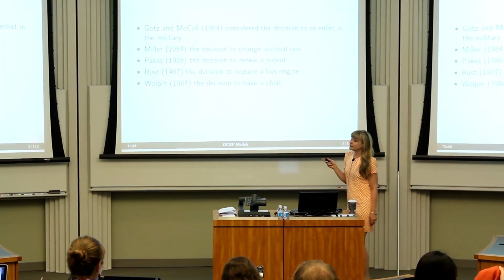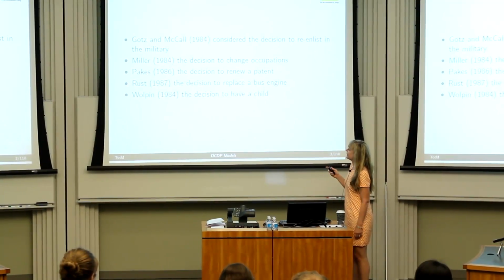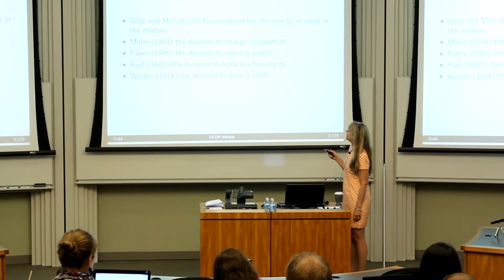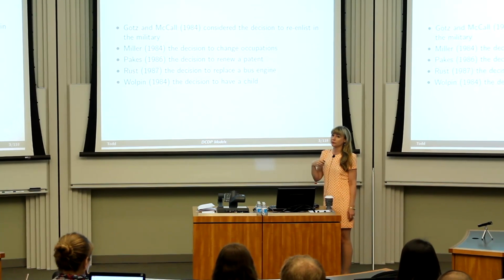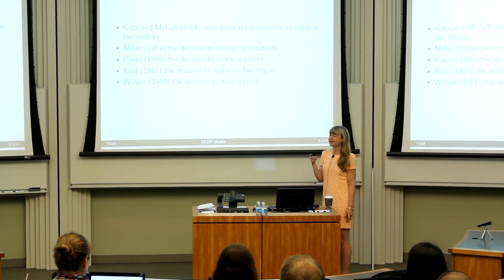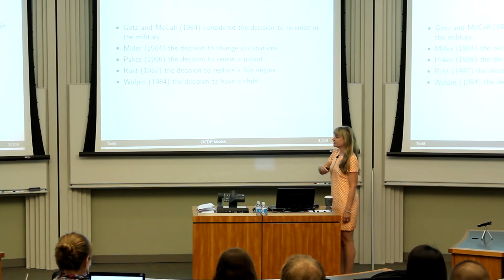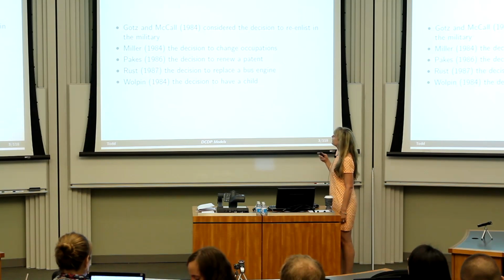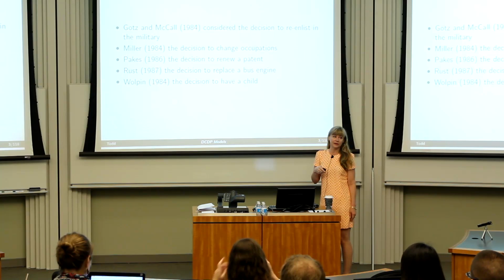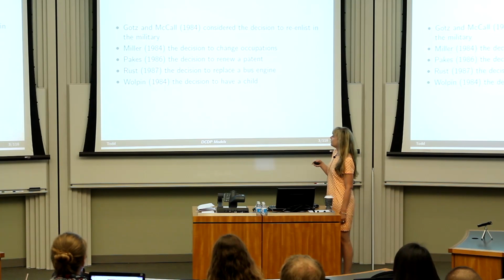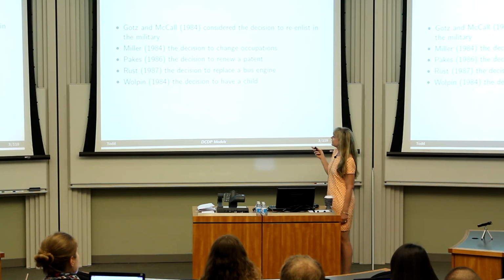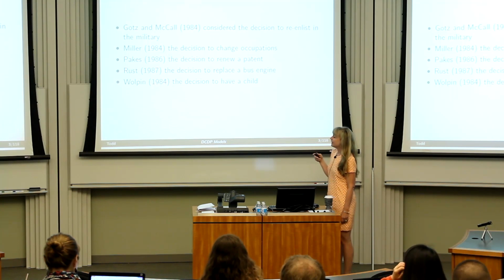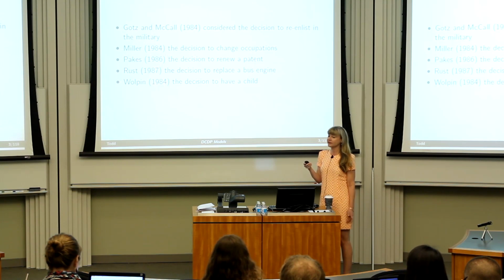Okay, these are some of the earliest applications, like the very first ones. You can see in the early 80s, that's when they came out. So Gotz and McCall just considered the decision of whether to stay in the military or to leave. Most of the early applications were just one decision, but over time. Miller considered the decision whether to stay in your given occupation or whether to change occupation. A lot of these papers are pretty famous papers now. Pakes looked at the decision whether to renew a patent. John Rust had this paper where he looked at the decision about whether to replace a bus engine.